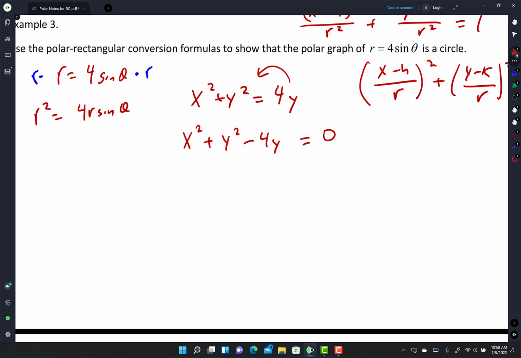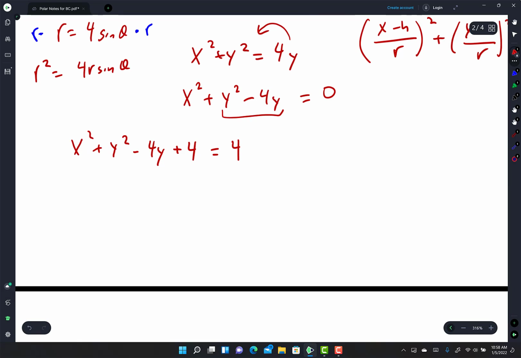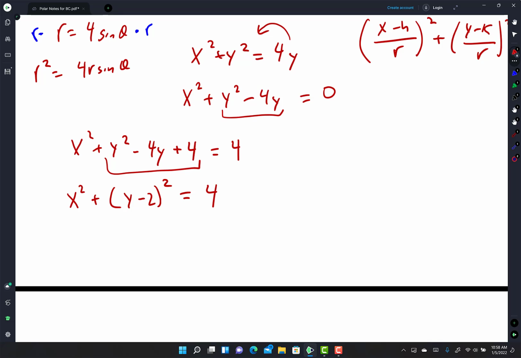Now I'm going to complete the square for the y's. So I'm going to write x squared plus y squared minus 4y. 4 divided by 2 is 2, and 2 squared is 4. Now that's magic. I can't just magically add anything to one side, so whatever I do to one, I do to the other side. So now I take this 3, and I'm going to write x squared plus (y minus 2) squared equals 4. We're almost done, guys.